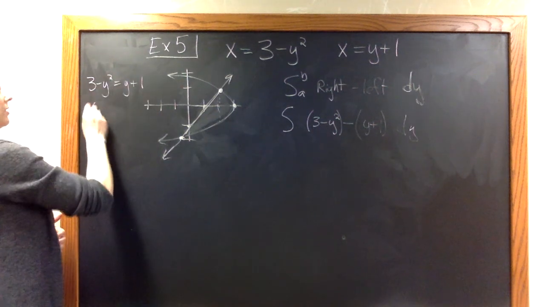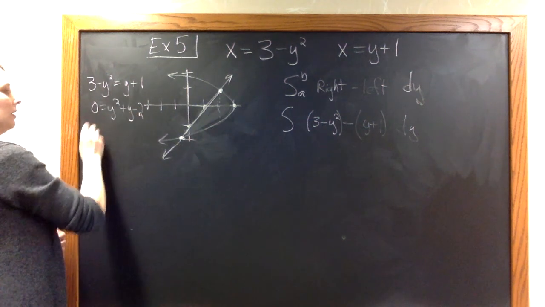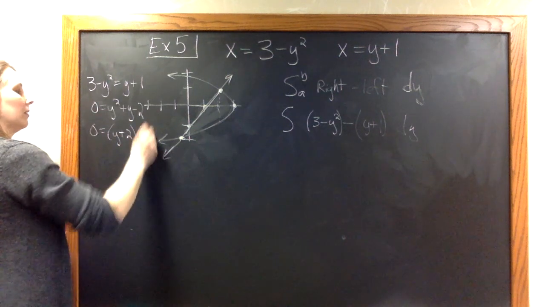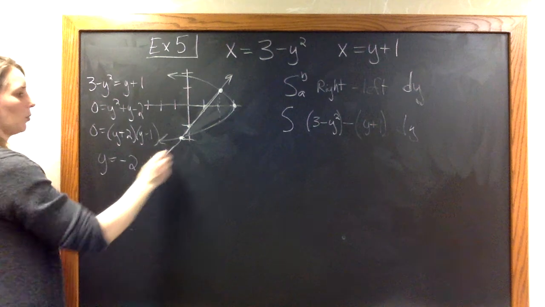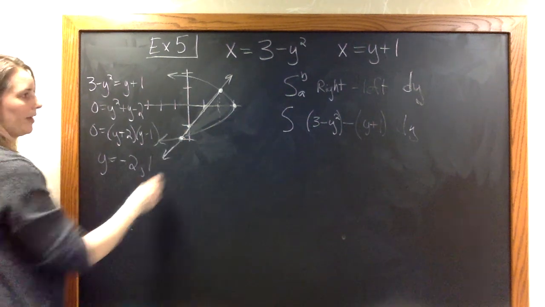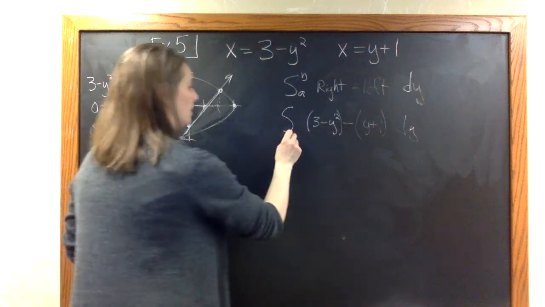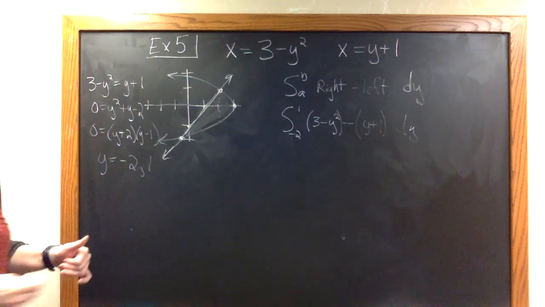I'm going to move everything to the right. Y squared plus y minus 2. I'm going to factor that. And we find that y is negative 2 and 1. So this point has a y value of negative 2. This point has a y value of 1. My graph was actually pretty good. So that's what we're going to evaluate from.